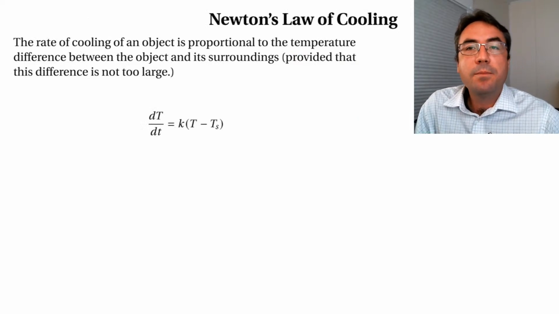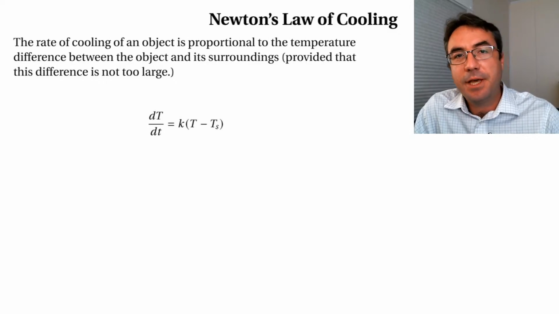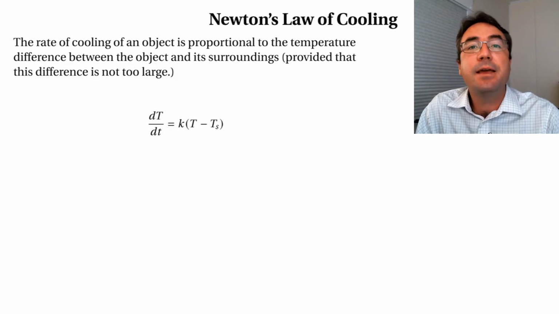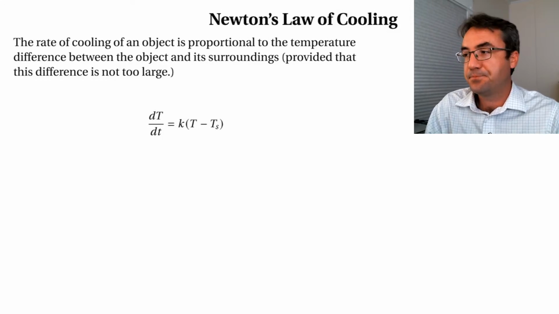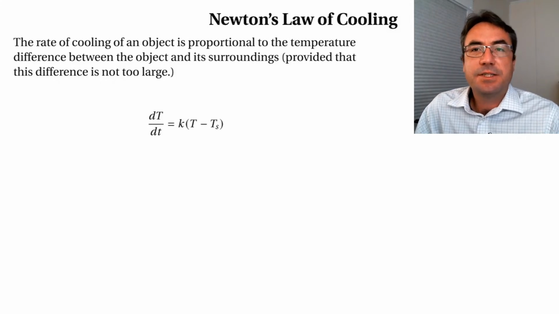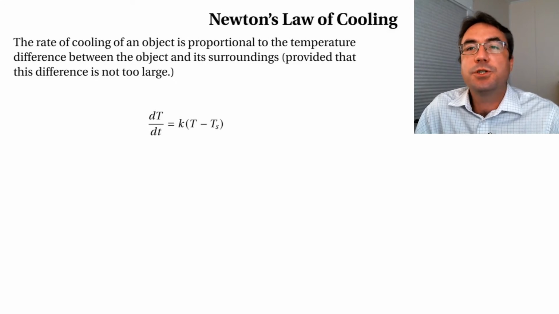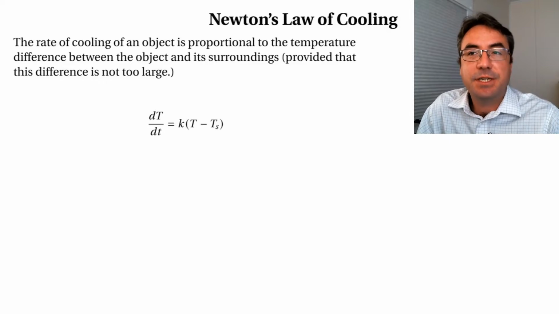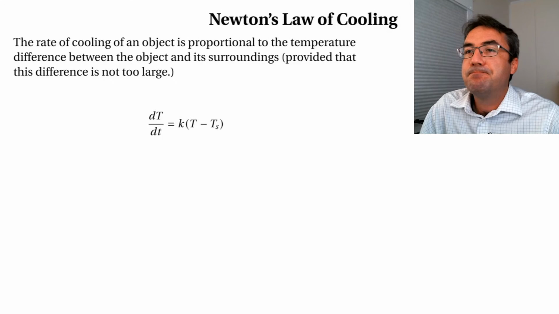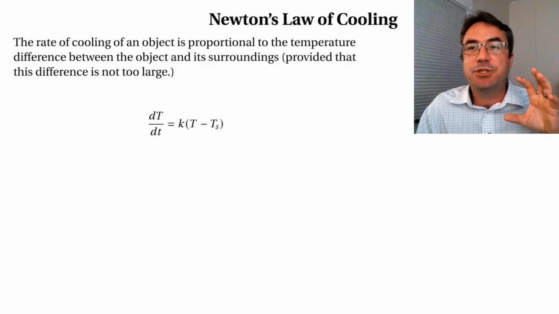All right, so we're going to look at one more application of exponential growth and decay. So we've looked at population growth, we've looked at radioactive decay, we've looked at radiocarbon dating, and there's one more application that we're going to consider, and that's Newton's law of cooling. So what does this law say? It says that the rate of cooling of an object is proportional to the temperature difference between the object and its surroundings, provided that that temperature difference is not too large.